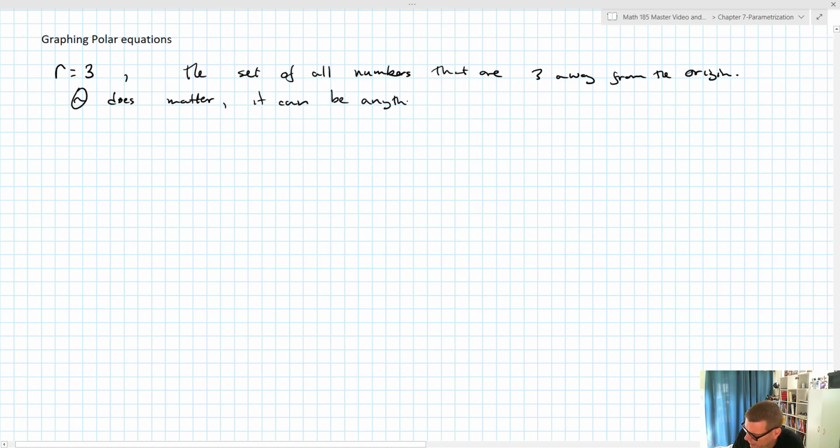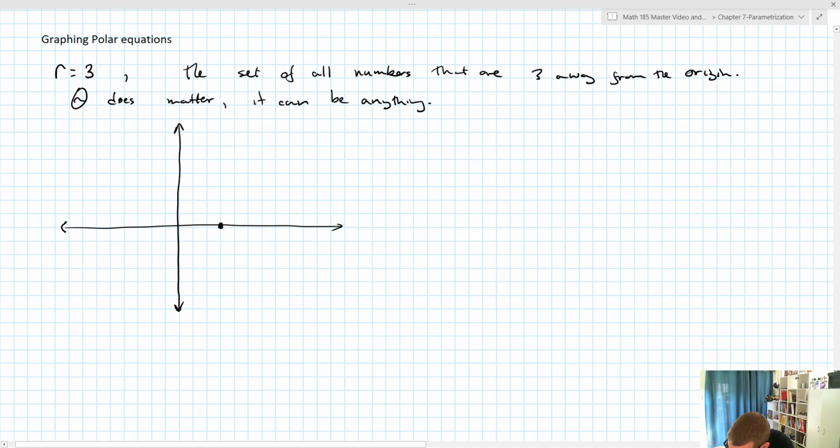And so all we need to know is that for any theta, we're going to have an r equal to 3. So if I imagine what that looks like, what I'm going to do is plot a couple quick points, and then think in my mind about what happens if I start to expand out or connect the dots.